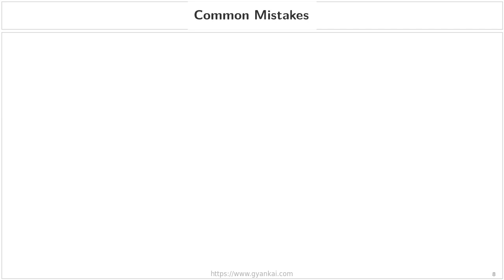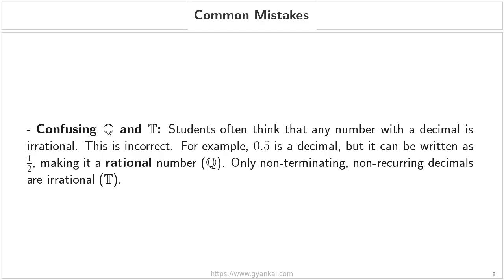Common mistakes. First, let's address a very common confusion between rational numbers, which we denote as Q, and irrational numbers, which we denote as T. A frequent mistake is assuming that any number containing a decimal point must be irrational. This is simply not true.